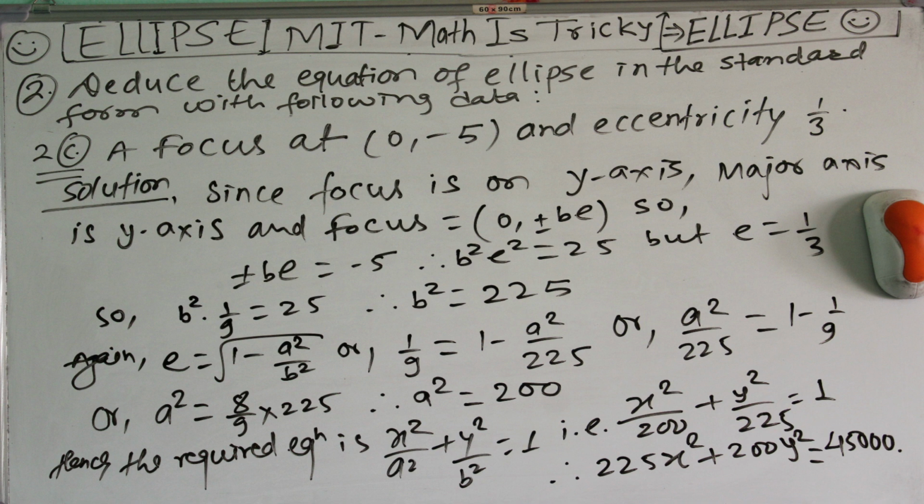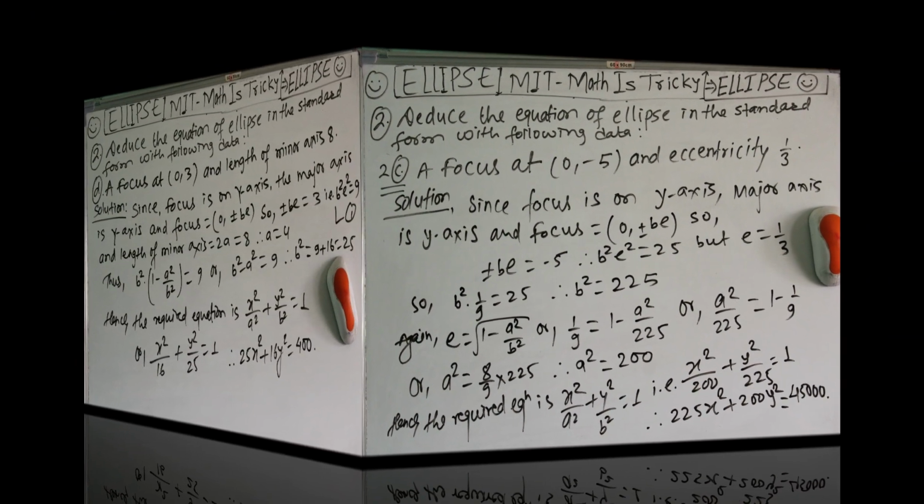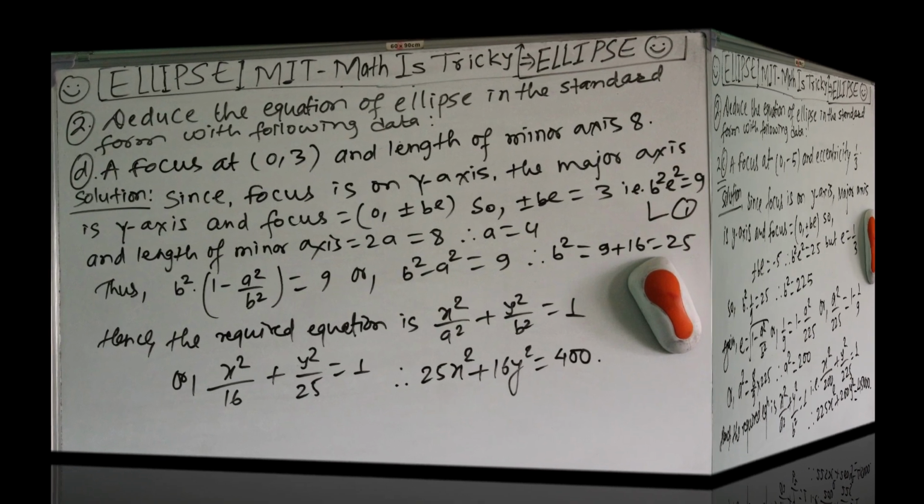Hence the required equation is x square by a square plus y square by b square equals 1, that is 225x square plus 200y square equals 45,000, or you can simply write x square by 200 plus y square by 225 equals 1. This is our answer for question number 2c. Now we'll move to question number 2d.